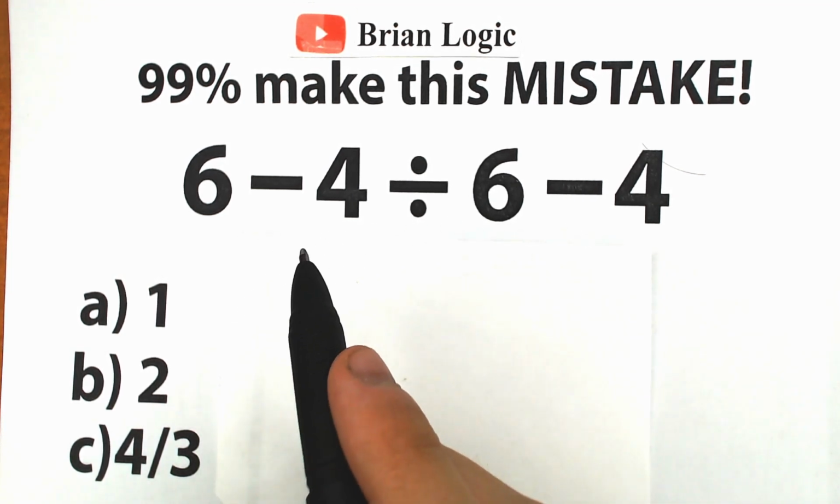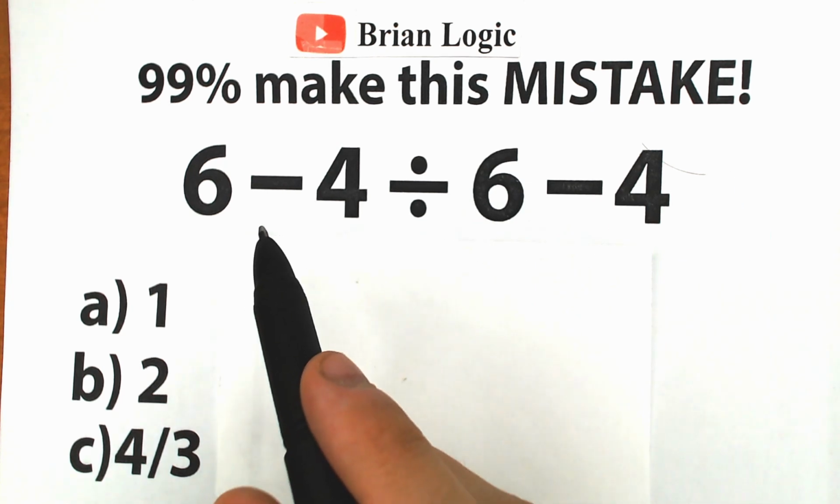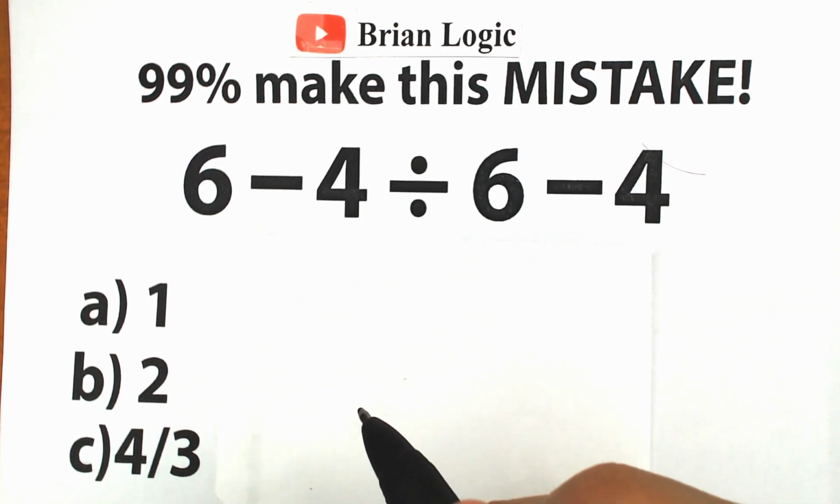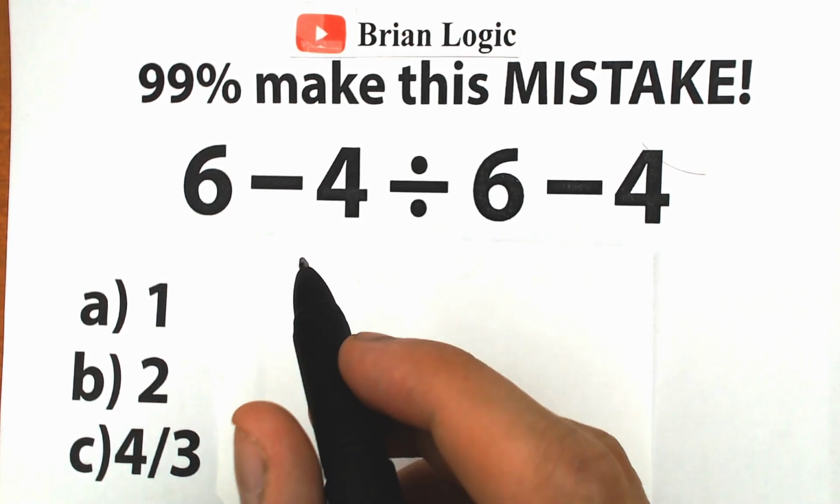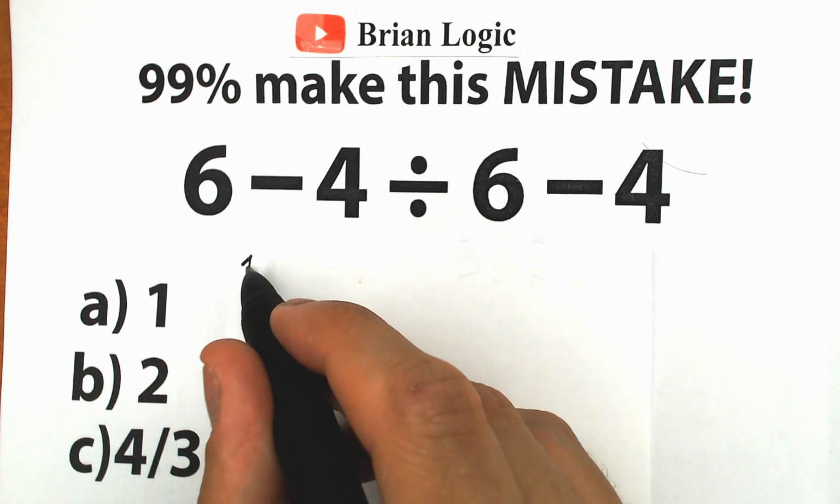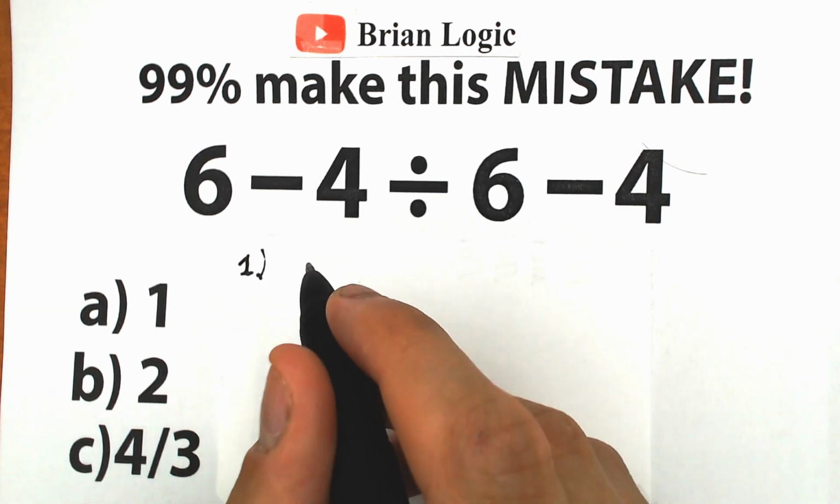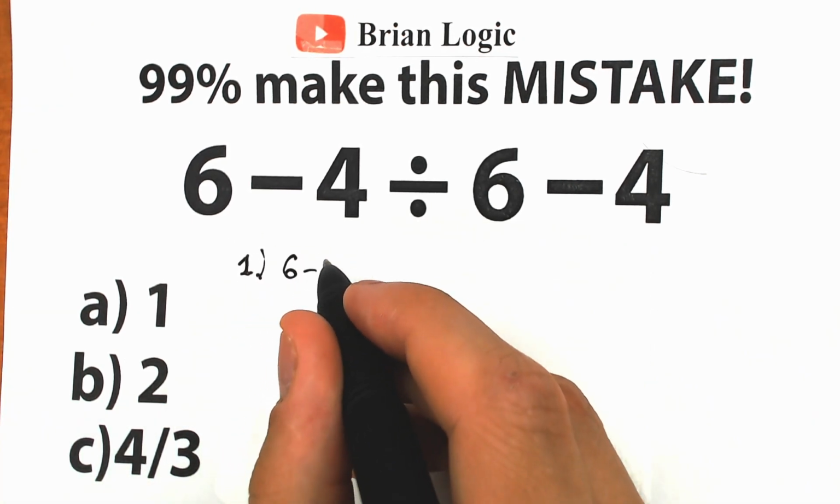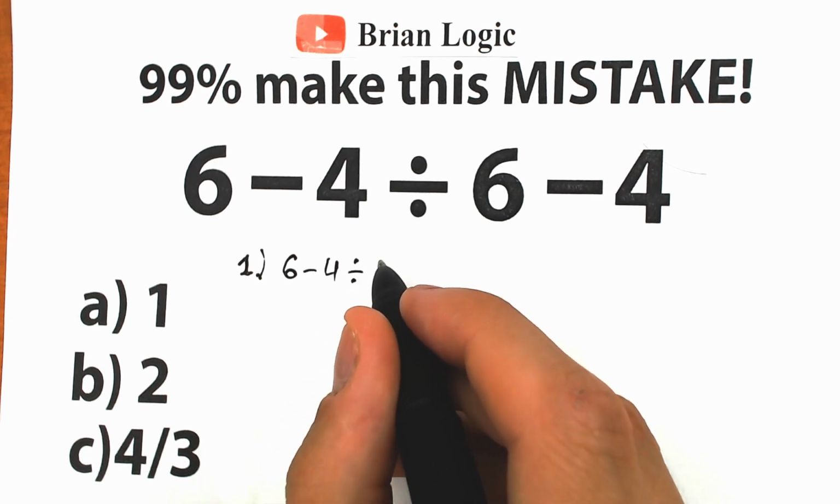And a lot of students might be saying, okay, this is the easiest challenge, subtraction, division, I learned this stuff in the 3rd grade, so that's fantastic. So right now let's for example solve it. I want to show you this first interpretation because a lot of students solve this question like that. What do we have right here? 6 minus 4 divided by 6 minus 4.